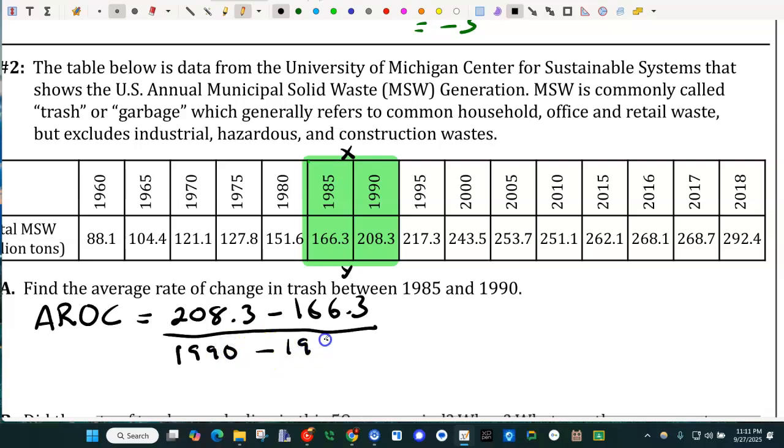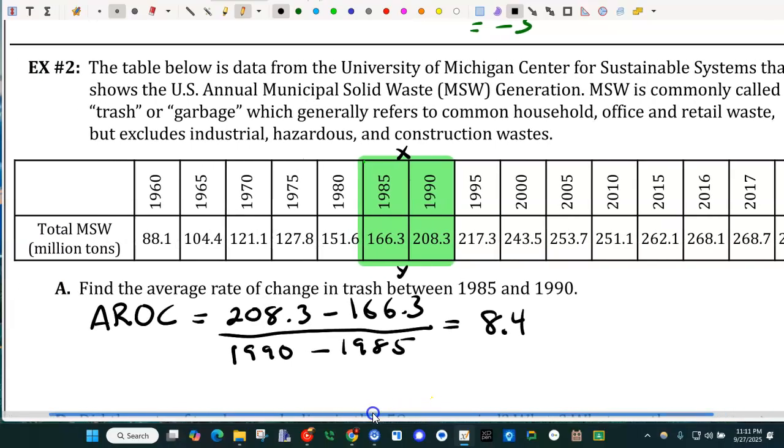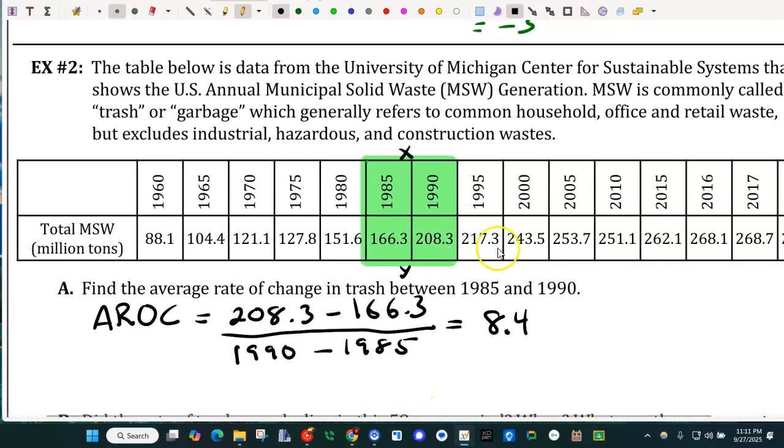minus 1985. And using a calculator, all right, we'll get our values and we punch it in here. And it looks like it comes to about 8.4. Right? And we want to look at, well, 8.4 what? What are we talking about in this problem? This is what we're going to do that's a little bit different from before. We actually talk about what these answers mean.